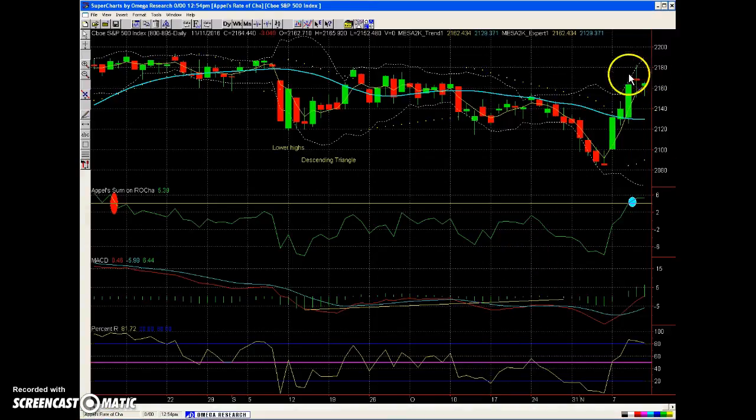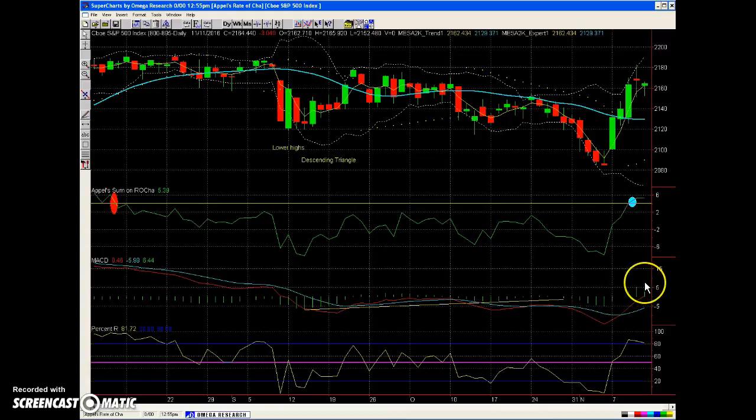We can see the same price patterns we saw before, of course. But one thing to note on this chart is that Jerry Appel's sum of the rate of change indicator is now signaling uptrend. So we are given permission to buy the index once again, according to this indicator. I bought some more SSO last week.